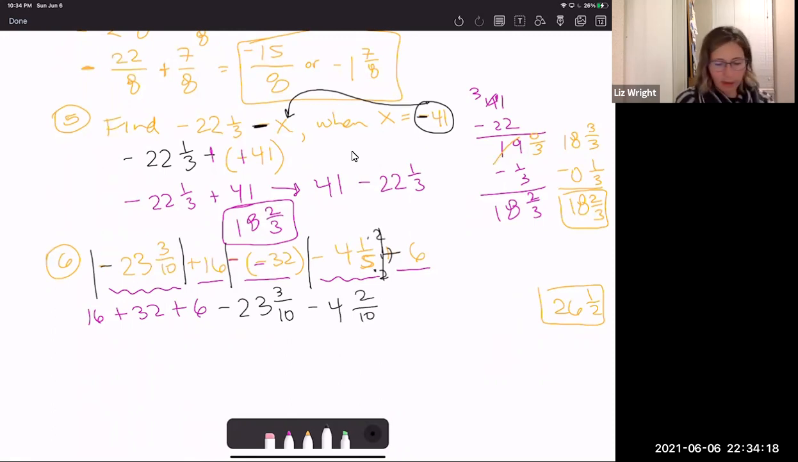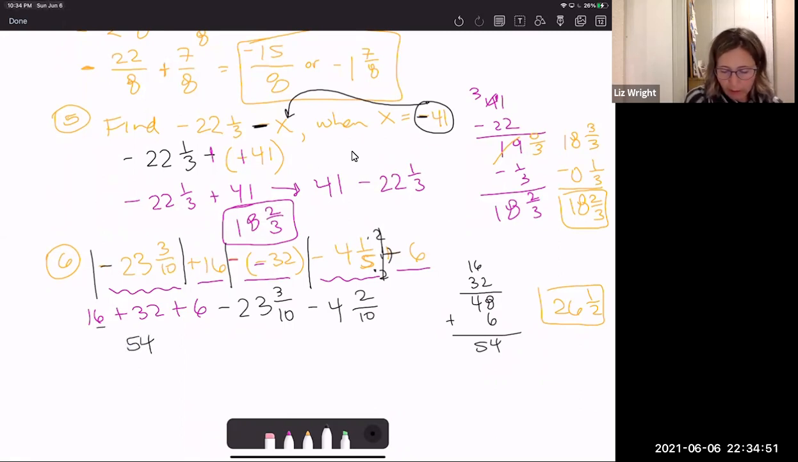Okay, so then what I would do here is take your 16 and 32 and 6 and add them all up. So if we've got 16 and 32, 6, 7, 8, 3, 4, and then we're adding another 6 to that. So that's going to give us 54, because 8 and 6 is going to give you 14. And then carry that 1, and it's going to give you 5. So we've got 54 from the purple numbers here.